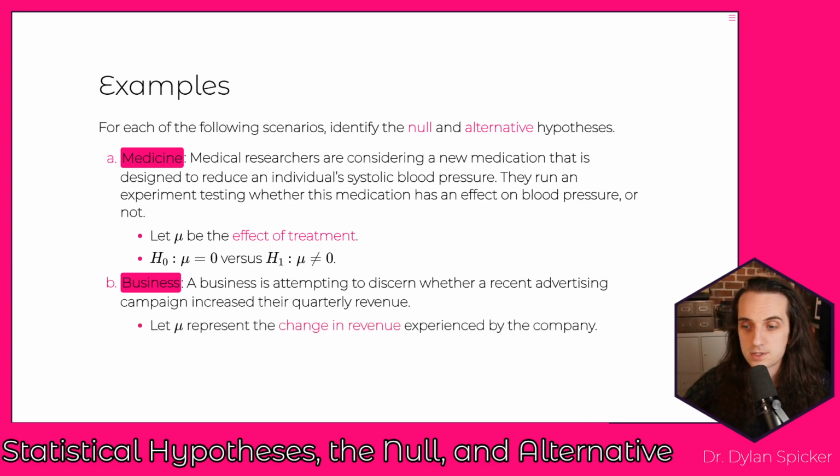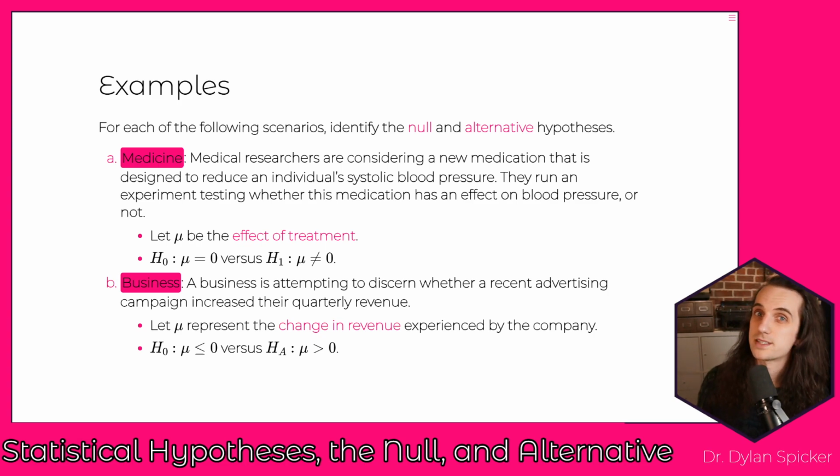So if we take mu to represent the change in revenue experienced by the company, then the null hypothesis is going to be that there was either no or negative change, right? So mu is less than or equal to 0. The alternative is that there was some positive change, right? And again, that's what they're trying to show, that there was some increase in quarterly revenue here.